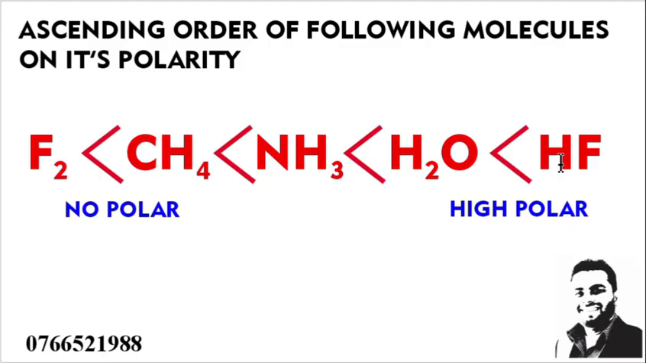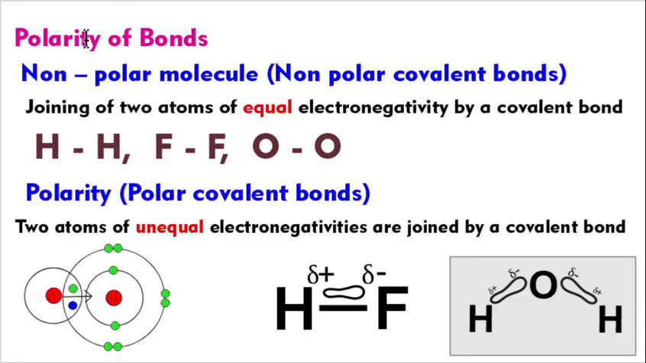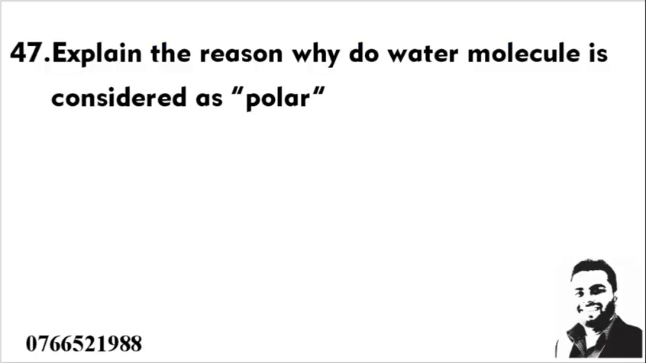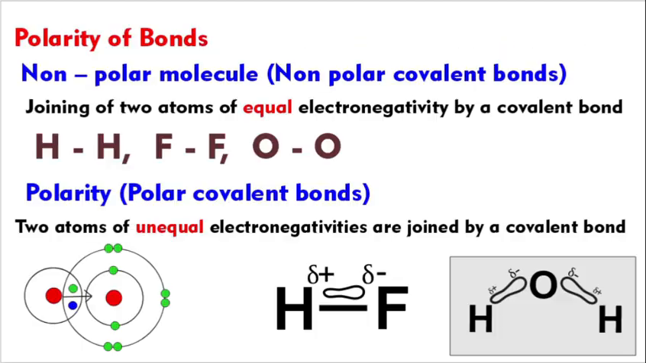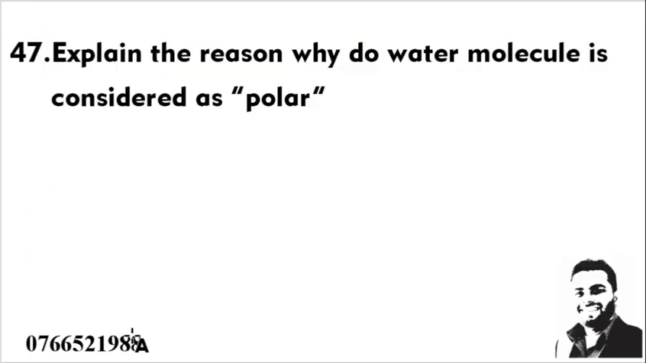So as a summary, regarding the polarity of bonds, non-polar molecules are between homoatomic atoms, so there is no electronegativity difference. But polar compounds have a significant difference. If you look at the water molecule, it's a very special molecule. We consider it as polar. Can you explain how you say the water molecule is polar?